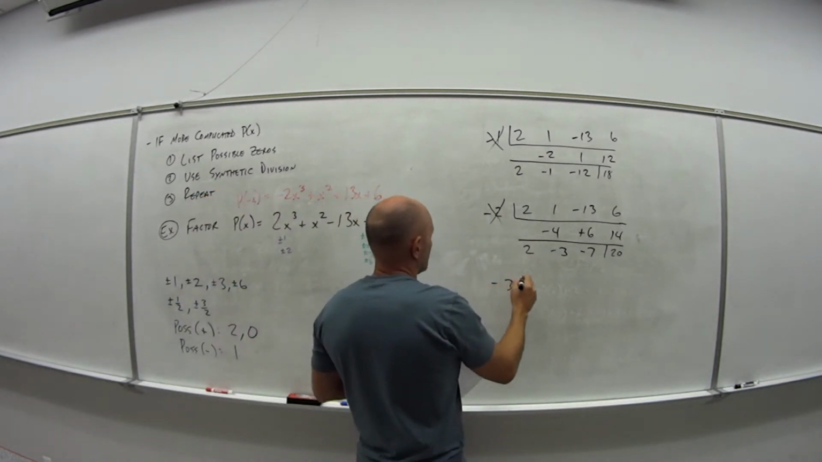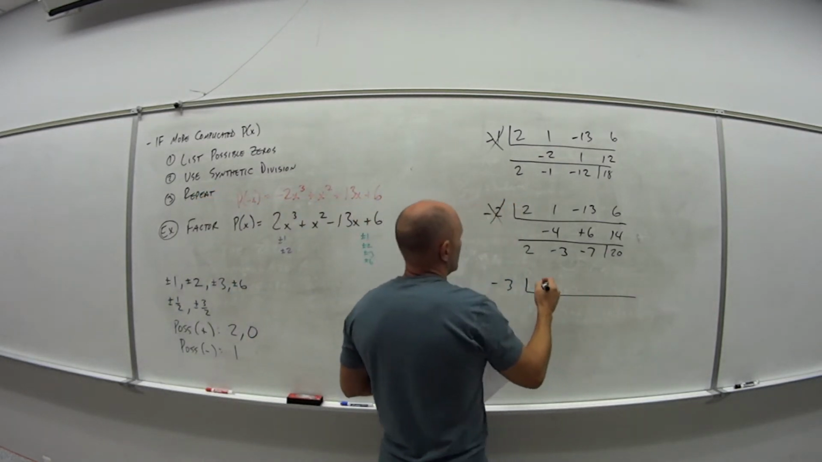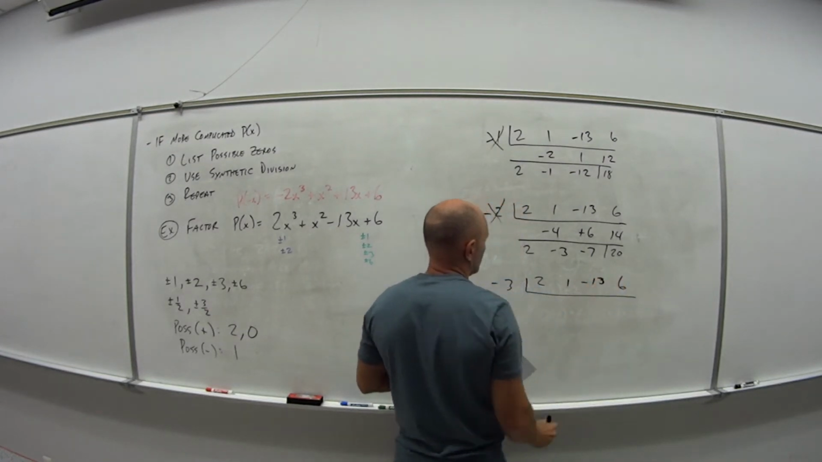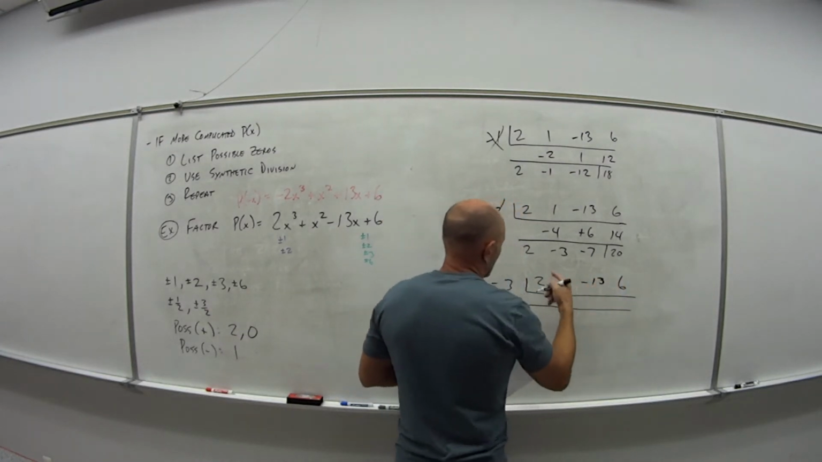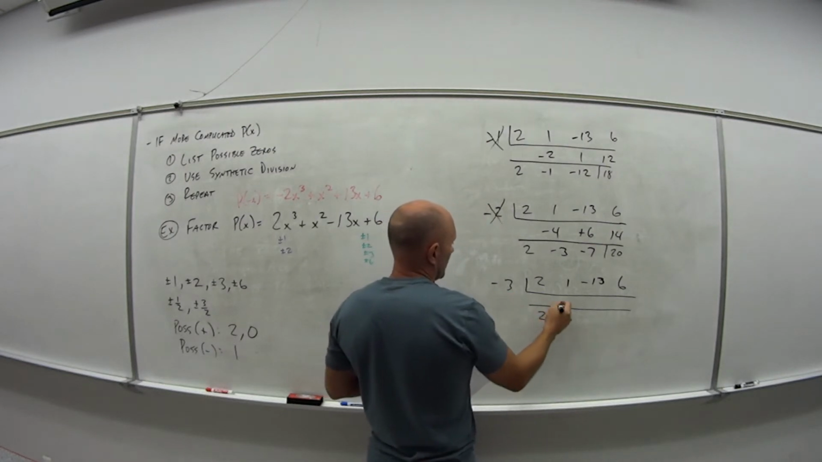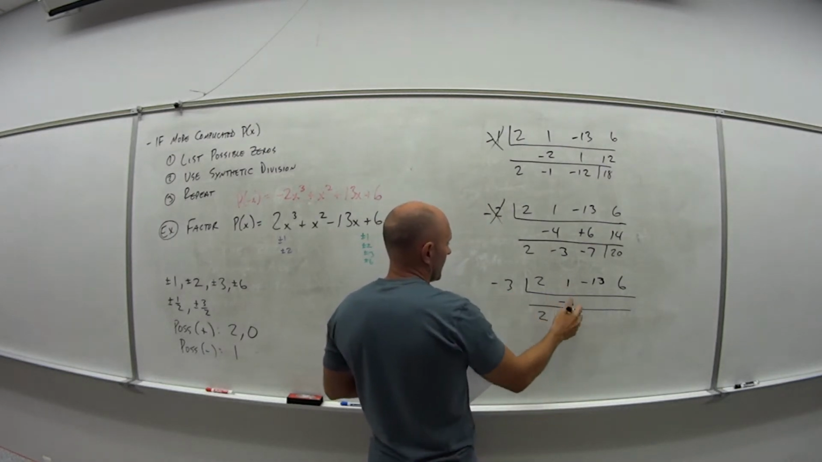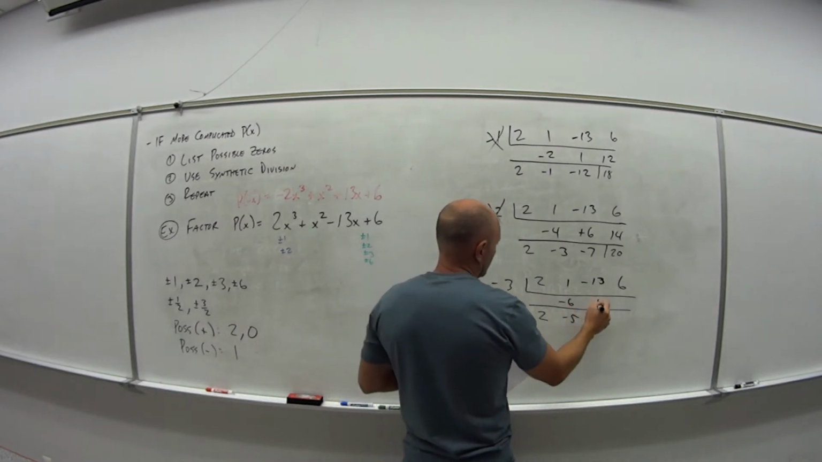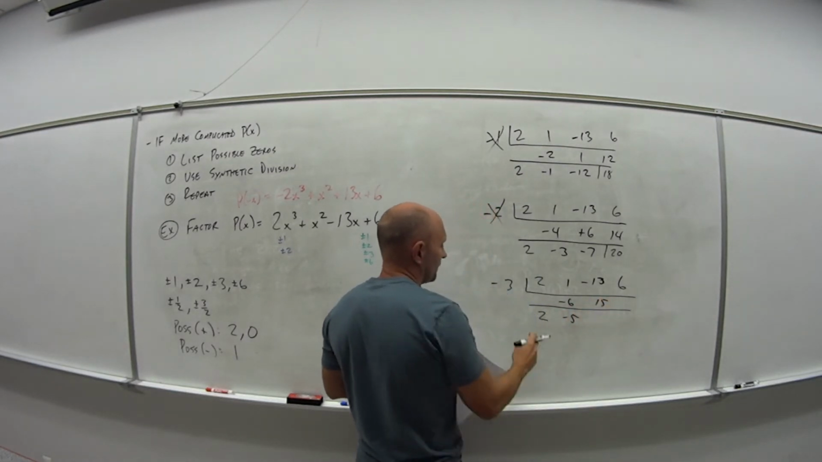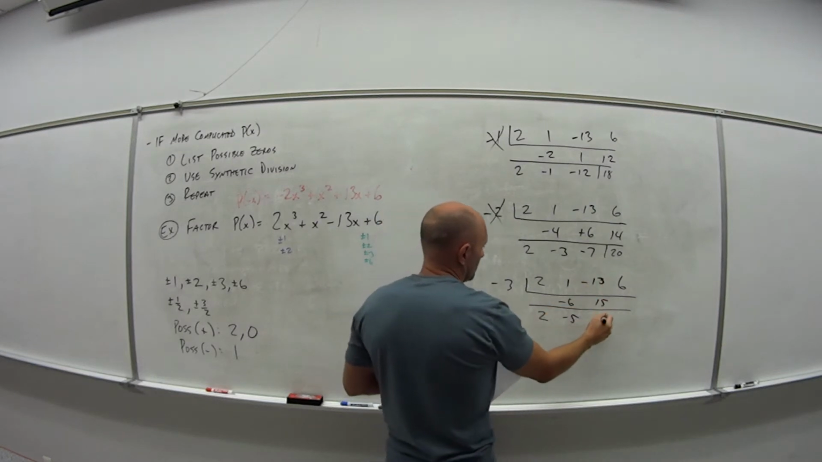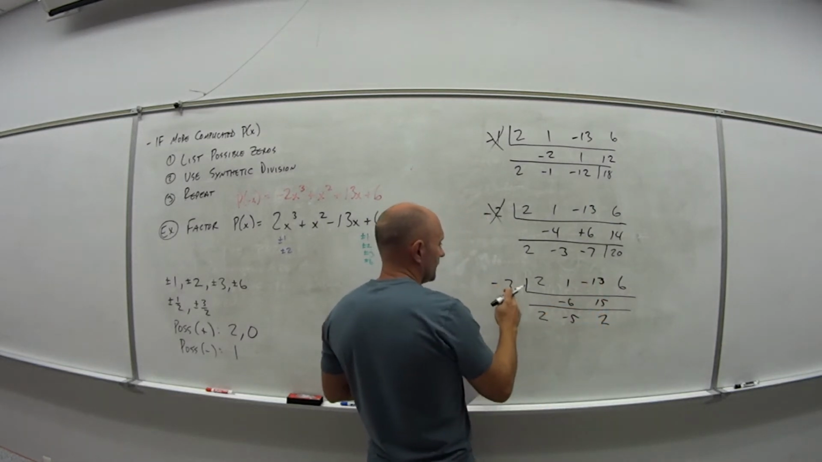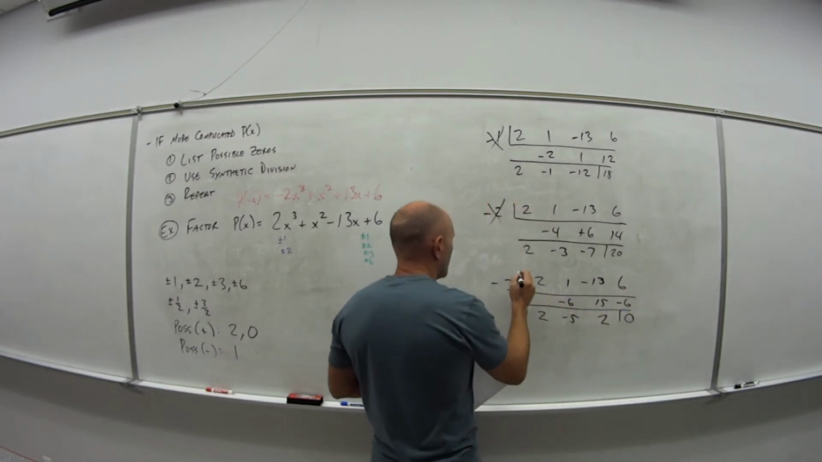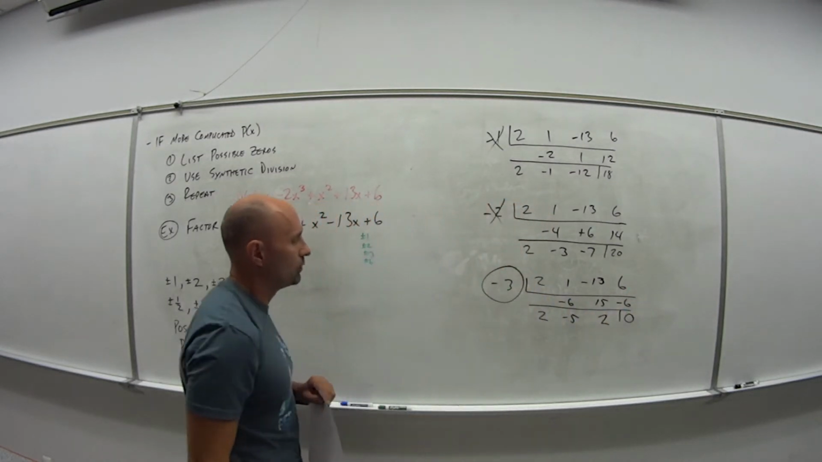Let's go to negative 3. 2, 1, negative 13, 6. Bring down the 2. Multiply is negative 6. Add them is negative 5. Multiply these guys is 15. Negative 3 times negative 5, positive 15. Add them is 2. Negative 3 times 2 is negative 6. Add them, 0. Bingo. There's one of my roots.